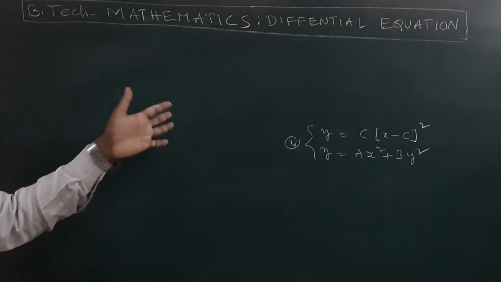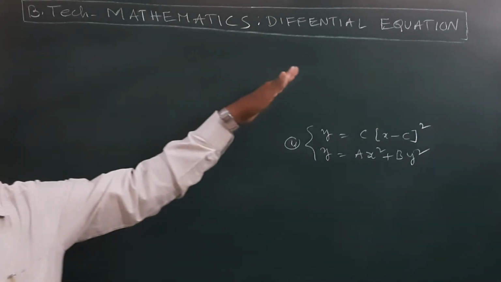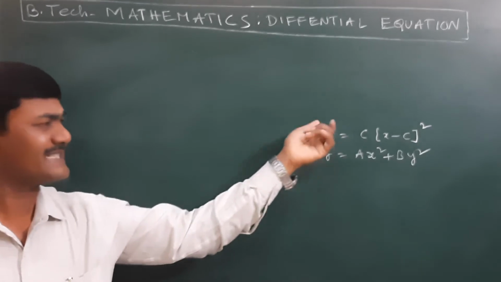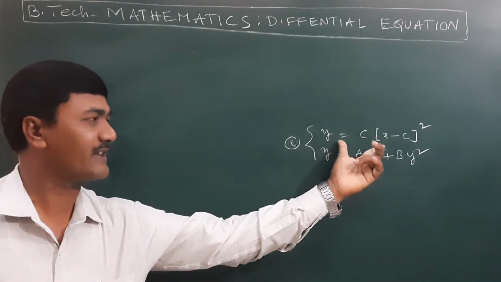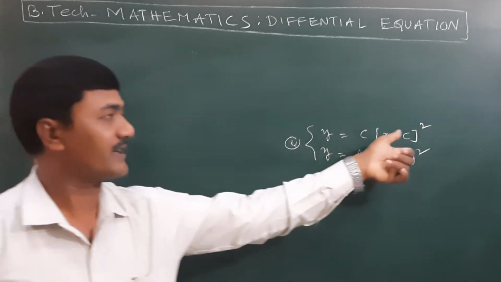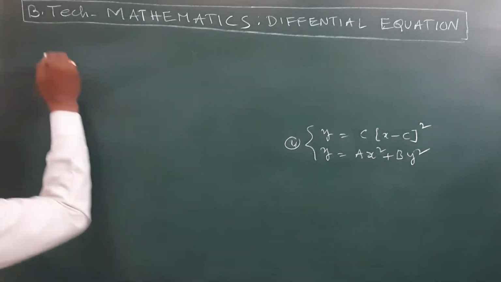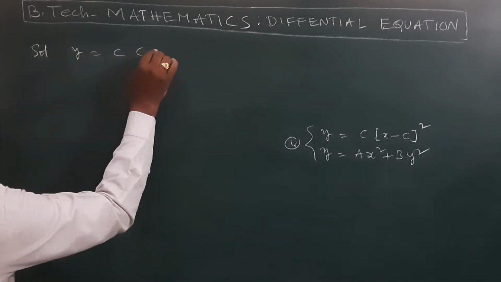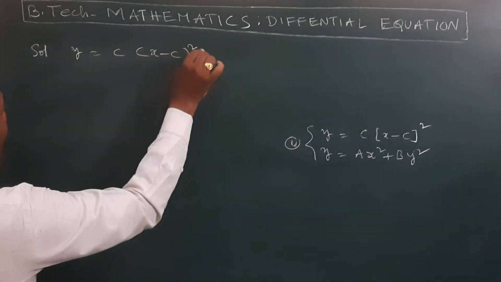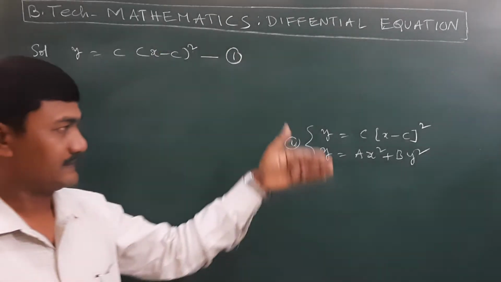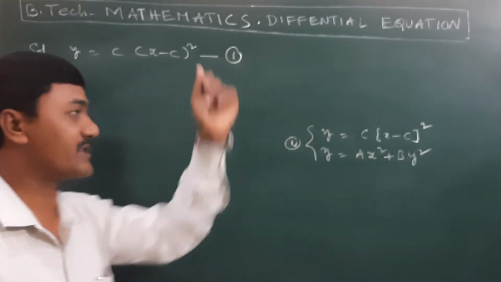So we will look at the techniques for applying formation of differential equations. We have 4 techniques which we already studied. Generally, the problem given is: find the differential equation. How many constants are there? Only one constant. The solution is y is equal to c into (x minus c) whole square. How many constants are there? Only one constant. How can we derive the differential equation?